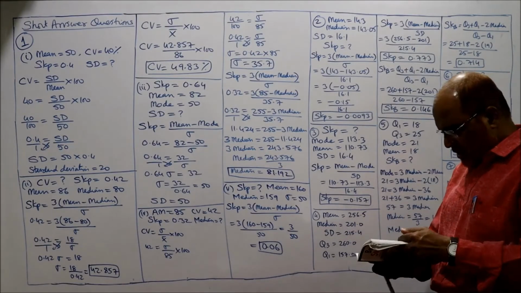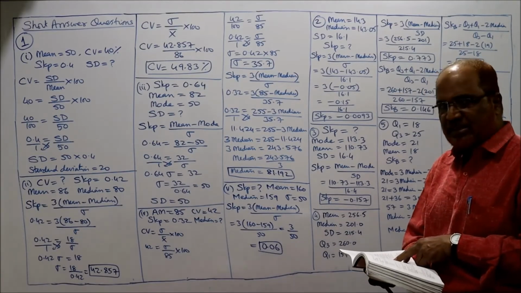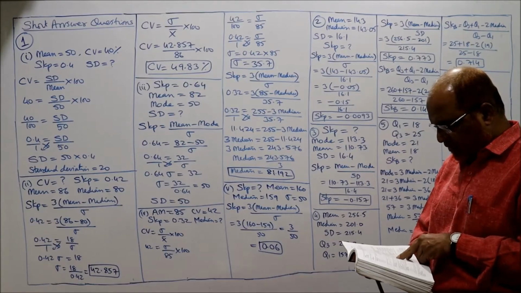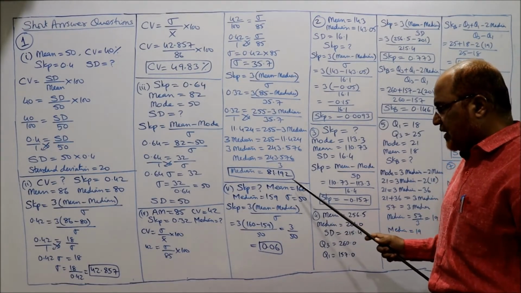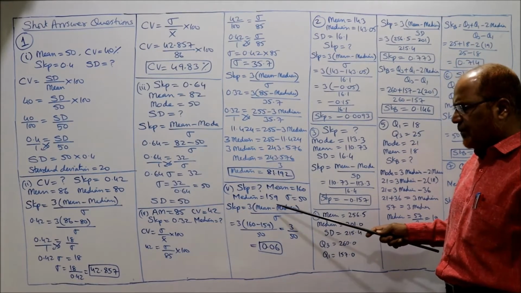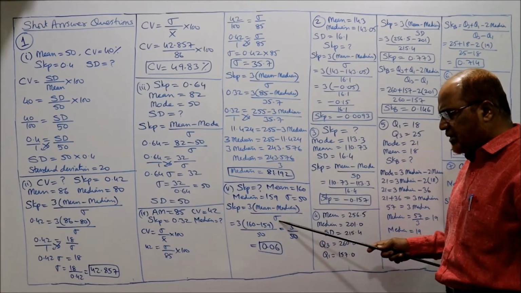Which bit was this? Fourth bit completed. Now fifth bit. Find out Carl Pearson's coefficient of skewness. SKP we have to find out. Mean value 160. Median is 159. Standard deviation is 50. So SKP how much? Mean 160. Median 159. Standard deviation is 50. Everything is given. Simply apply the SKP formula, 3 into mean minus median by sigma.